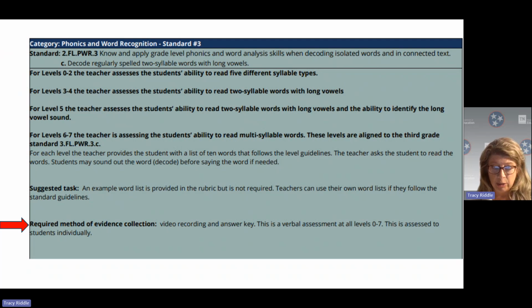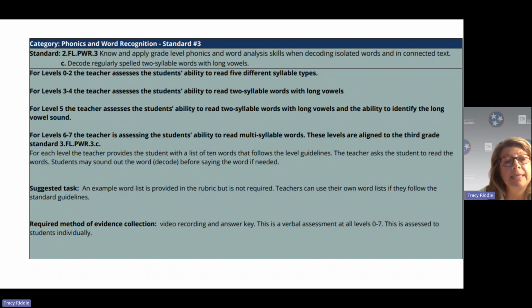So when you give the student their word list, make sure your video shows the student with their list reading their words. If you chose not to use the word list that we have provided and you are using your own word list, please include your word list as an answer key. When you upload your video, you will also upload your answer key. This is a verbal assessment, regardless of the level, 0 through 7. So there should be only videos and an answer key, again, if you did not use the provided word list. This assessment is to be done individually with each student.